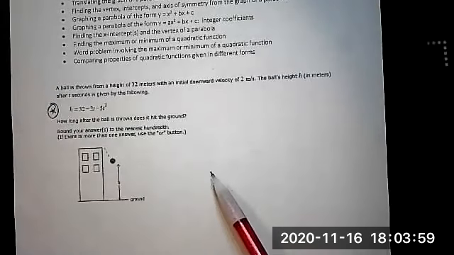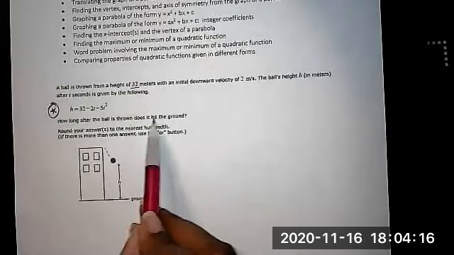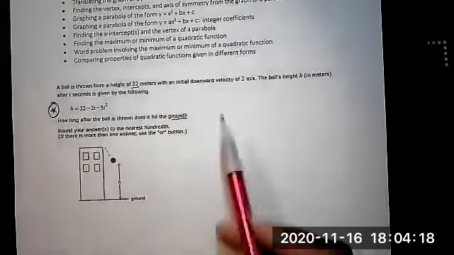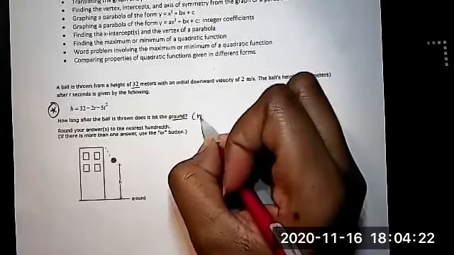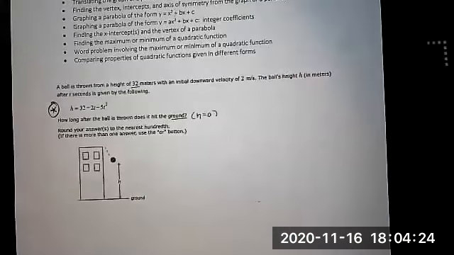A ball is thrown from a height of 32 meters, with an initial downward velocity of 2 meters per second. The ball's height in meters after t seconds is given by the following. How long after the ball is thrown does it hit the ground? Basically they want the height in this situation. When it hits the ground, the height is going to be 0.